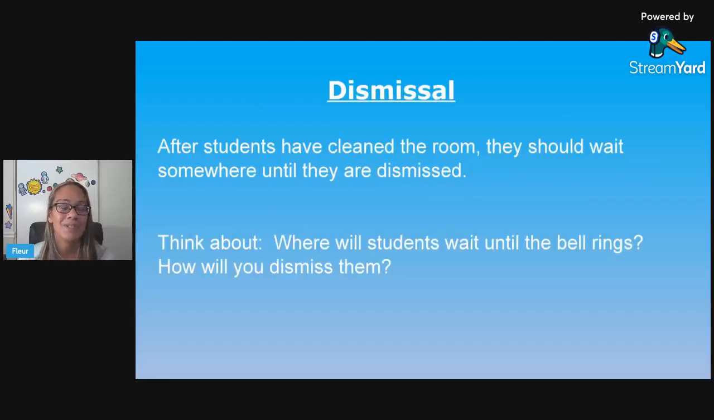So that's the last procedure we'll talk about, which is dismissal. After students have cleaned the room, where do they wait till the bell rings? I've done 2 things. I've let them just line up at the door, but our classes are humongous. Like I have 36 kids in a class, in 2 classes. And it's like a mob by the door and it becomes unsafe. So I don't let them do that anymore. I have them wait at their desks and then they can walk out when I dismiss them. So think about where they're going to wait until the bell rings and how will you dismiss them. And you can even make it fun. You can play a game at the end, you can play some music, that stuff.